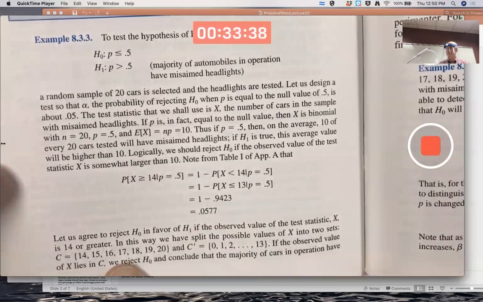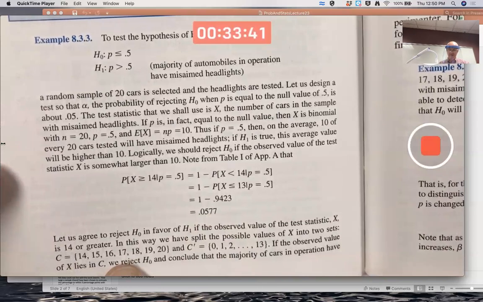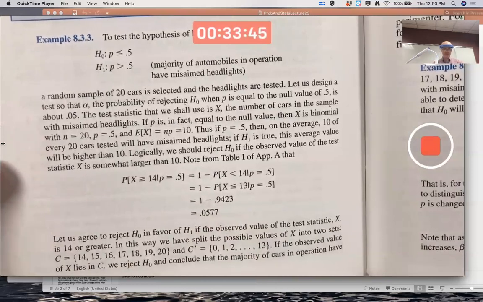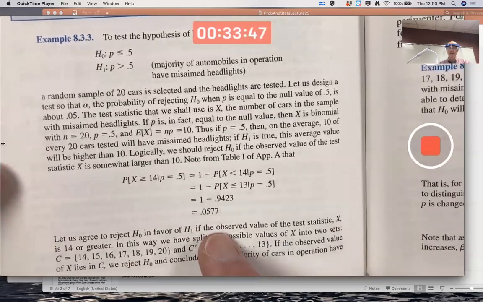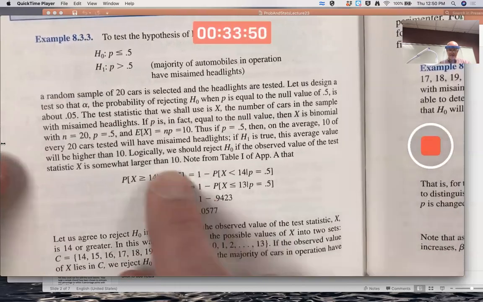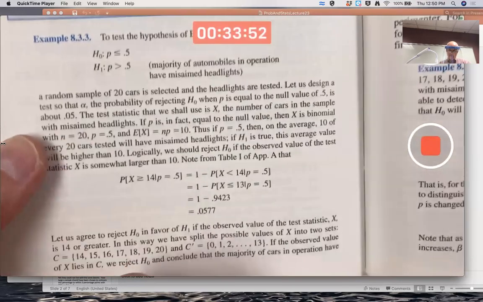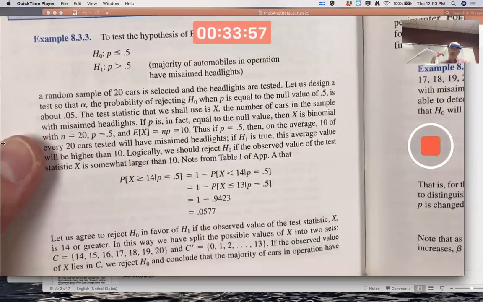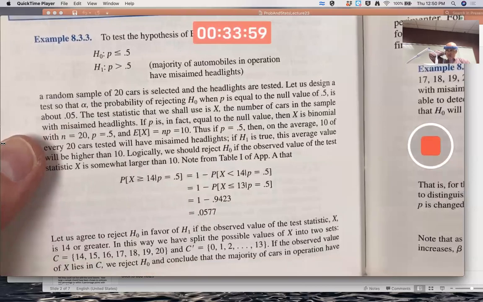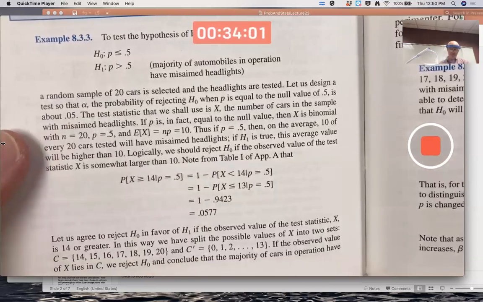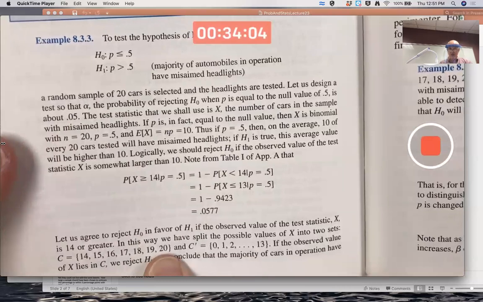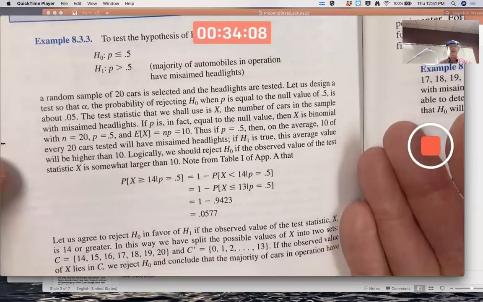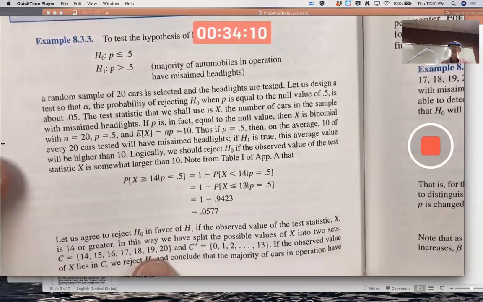And yeah, they're just trying to do an approximate calculation. Yep. They could have said take alpha to be 0.06. That's closer to 0.06. That may have been a better approach, but I think they just wanted to use 5%. So then you do the rejection region, and then you actually observe your value of x. How many cars out of 20 have misaimed headlights? If x is in the set, then you reject the null.